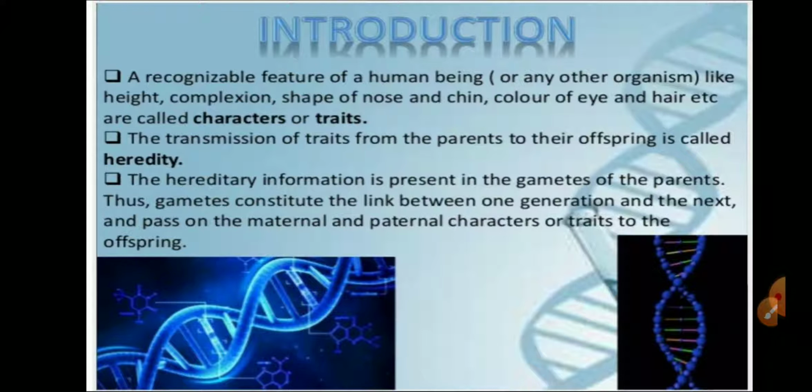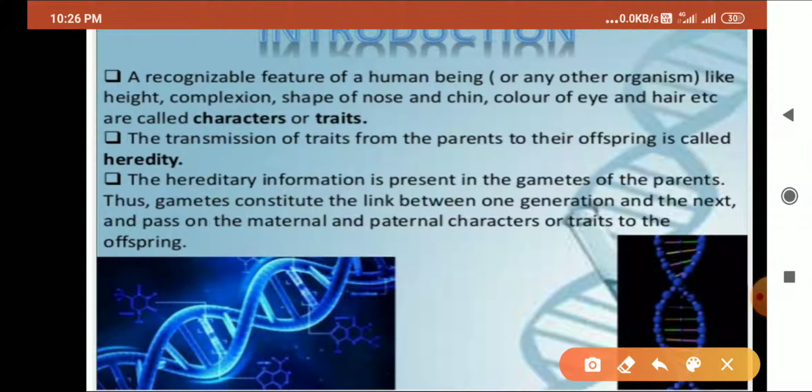A recognizable feature of a human being, like height, complexion, shape of nose, chin, color of eyes, hair color, are all termed as characters. The characters are transmitted from parents to their offsprings. The hereditary information is present in the form of gametes of the parents. Thus, the gametes constitute the link between one generation and another generation, and these characters are passed on from parents to their offsprings.